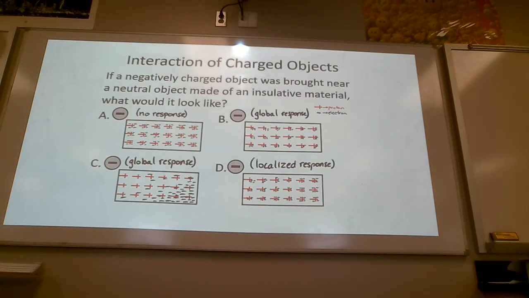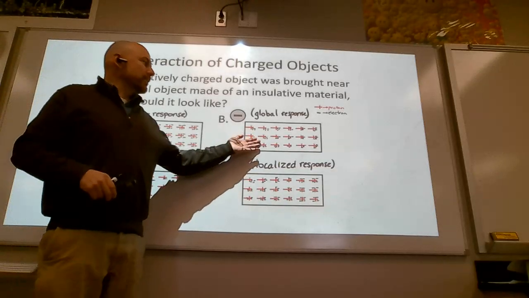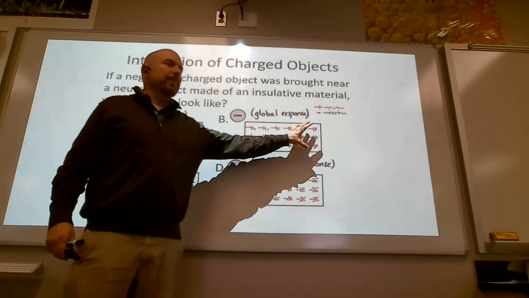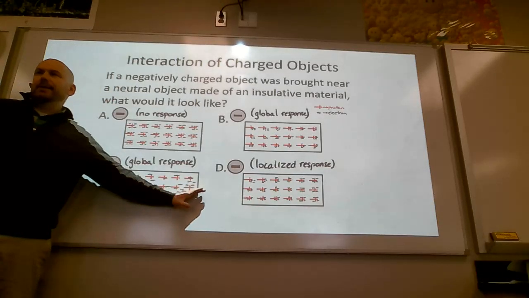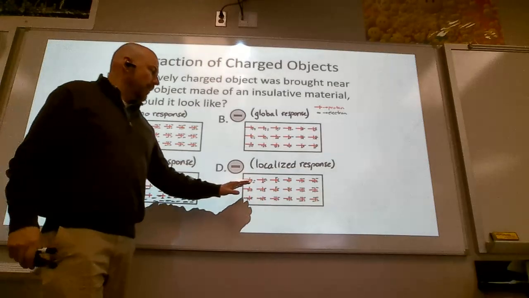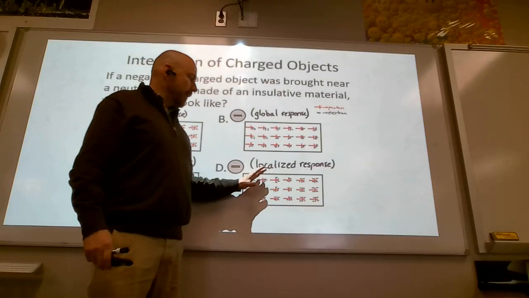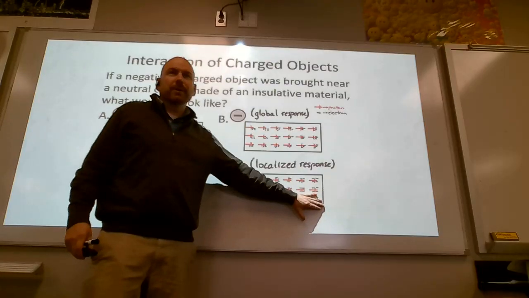So if you have an insulator, a slab of plastic, and you bring in a negatively charged object, what happens in the insulator? Here are your options. Nothing happens. Or the electrons run to the far side of the molecule, and that happens throughout the whole slab of plastic. Or the electrons run to the far side of the molecule, but that effect diminishes as you go away from this negatively charged object, and over here there's no real response, just locally.